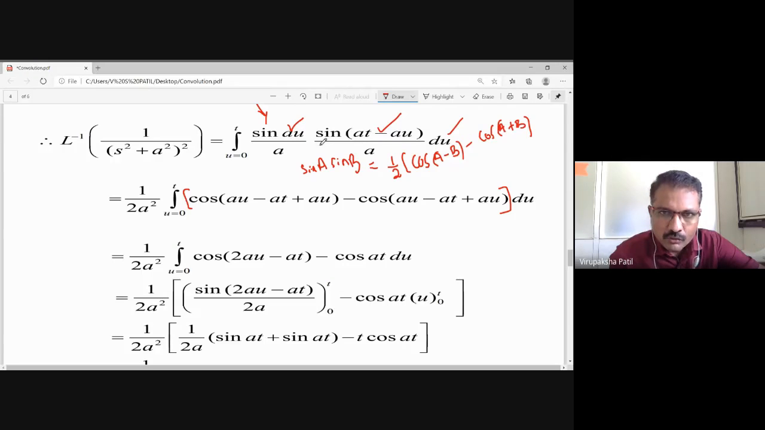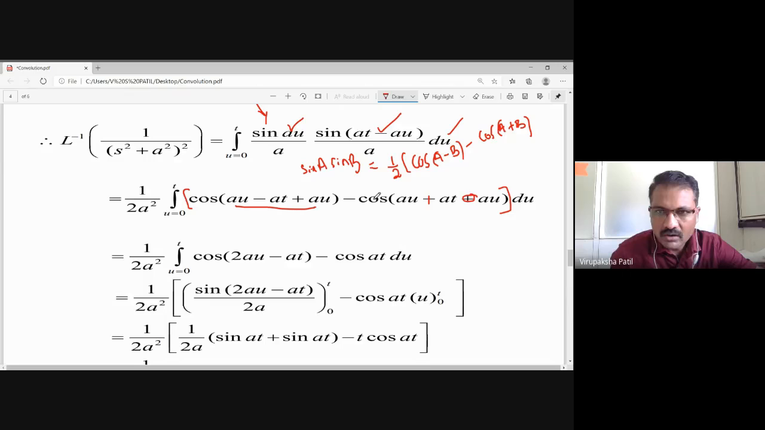Cos of (aμ minus at) means it becomes minus at plus aμ. Take the minus sign here: it becomes minus, and this becomes plus, which we have written here. Then minus cos(aμ plus at). So this is aμ plus at. How are you going to write it? Plus at. Yes, I'm sorry, this is minus, this is plus.